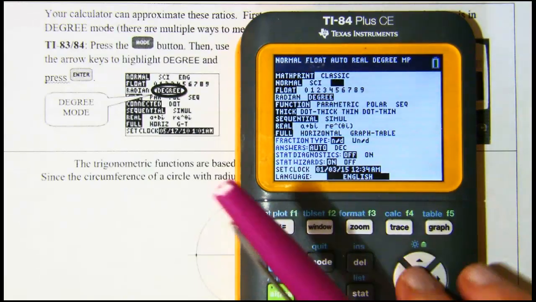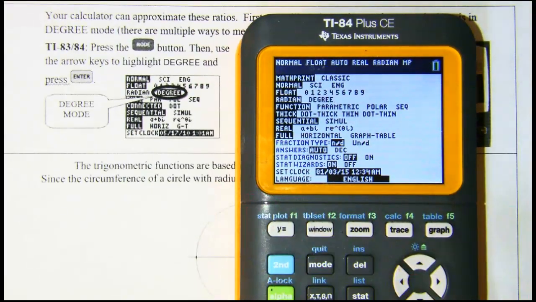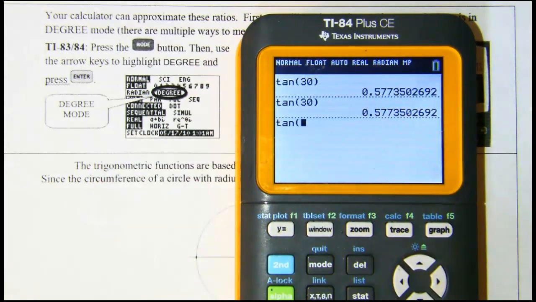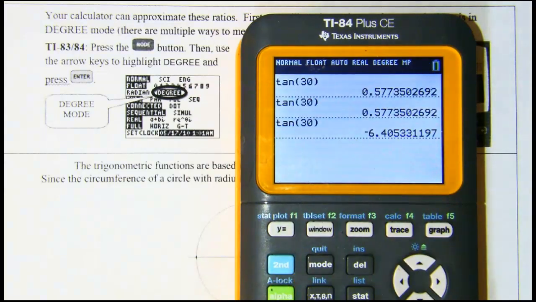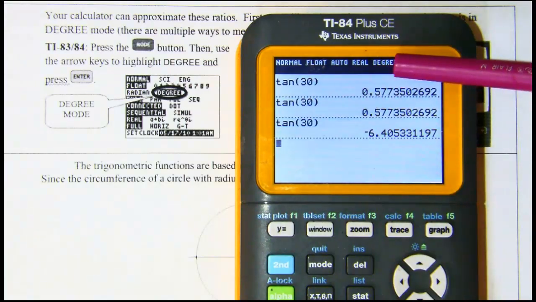If it is in radian mode, it will not give me the correct answer when I do this. See how that's negative? That doesn't make any sense. It's because my calculator is not in degree mode. So if you're ever doing problems and you get weird answers, always check to see if your calculator is in degree mode. Notice up here at the top, it's telling me this is in degree mode.